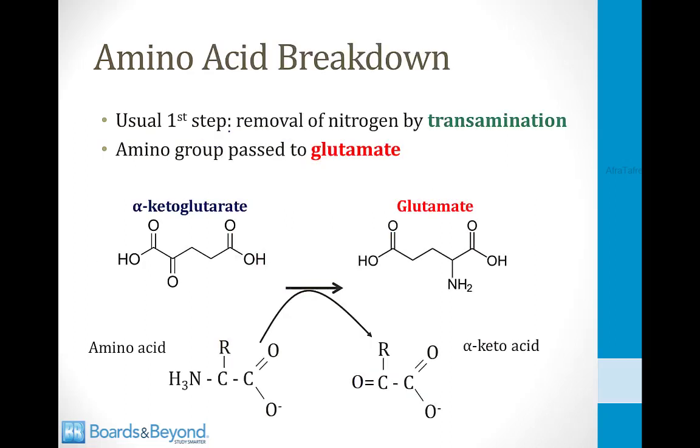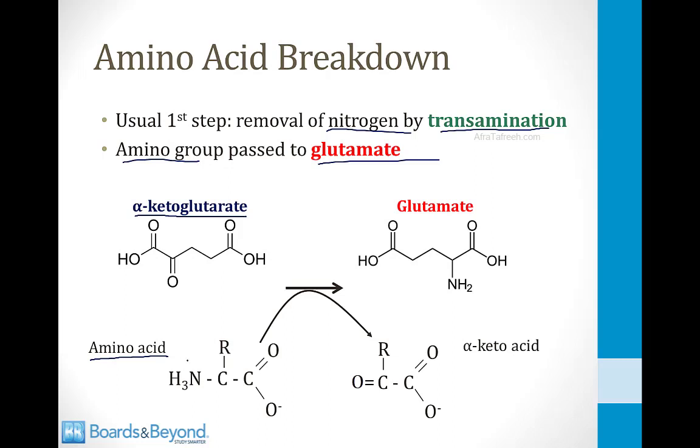The usual first step in metabolism of amino acids is removal of the nitrogen group by a process called transamination. Usually the amino group from the amino acid is passed to alpha ketoglutarate, and therefore the alpha ketoglutarate becomes a molecule of glutamate. If you look at the bottom of the screen here, on the bottom left is a generic amino acid structure. At the top left is the structure of alpha ketoglutarate, which you may know is a TCA cycle intermediate, and it's found in cells throughout the body.